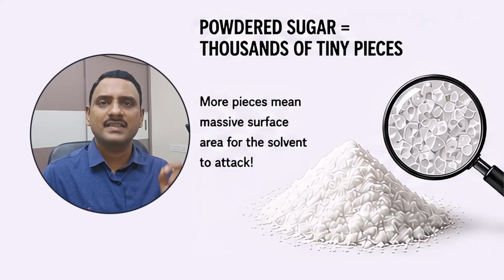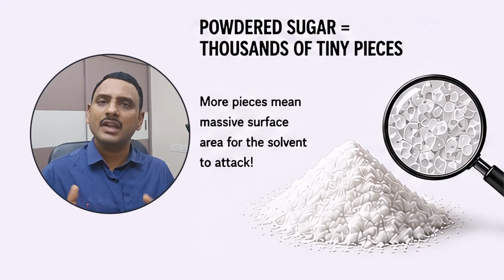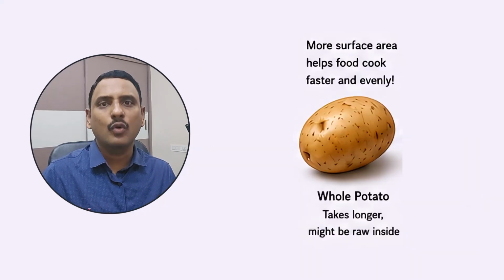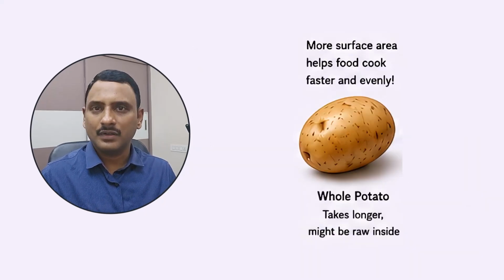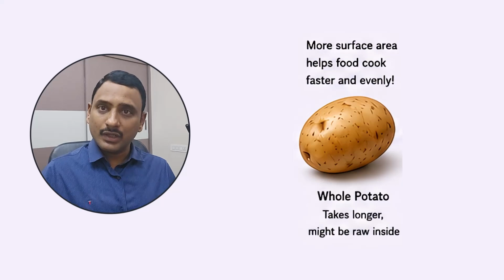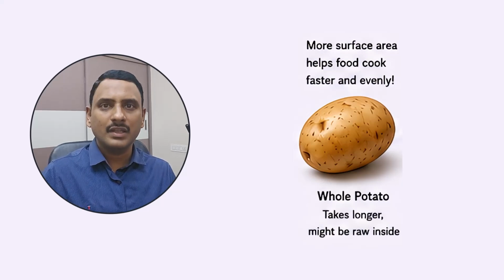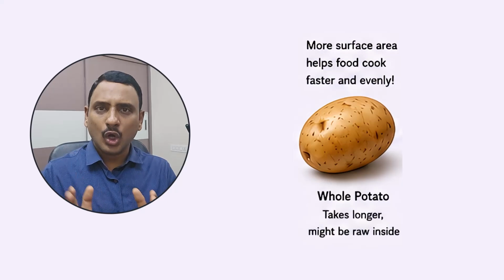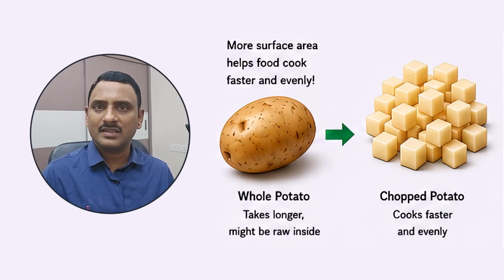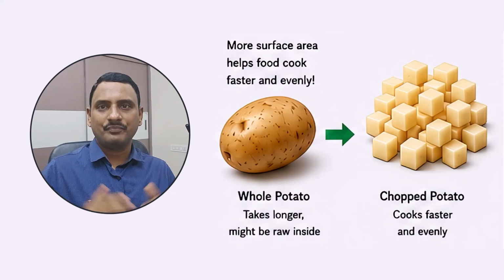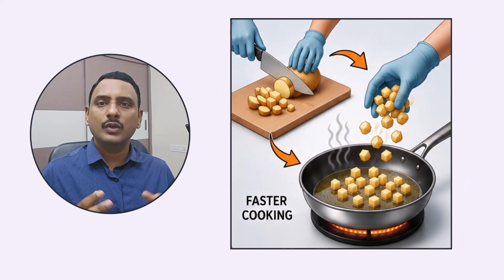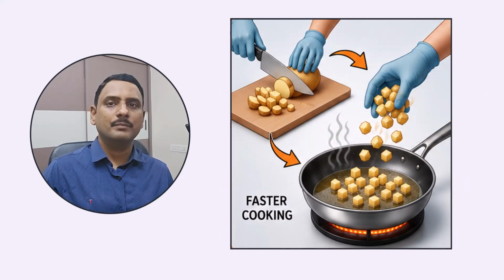This is the exact same reason why cooking works the way it does. If you try to boil or fry a massive whole potato, it takes forever. When you finally bite into it, the middle of it might still be raw and hard. But when you chop the potato into small pieces, you increase the surface area. The heat can reach more of the potato at once, so it cooks much faster and evenly.